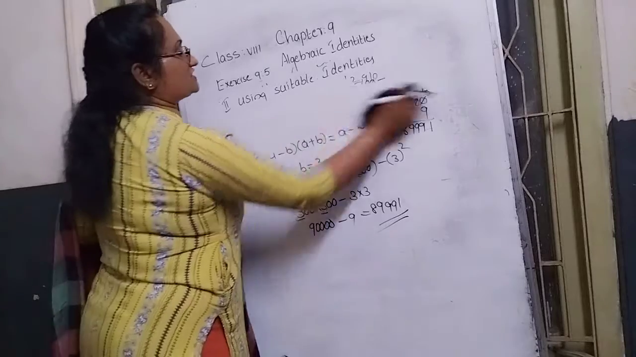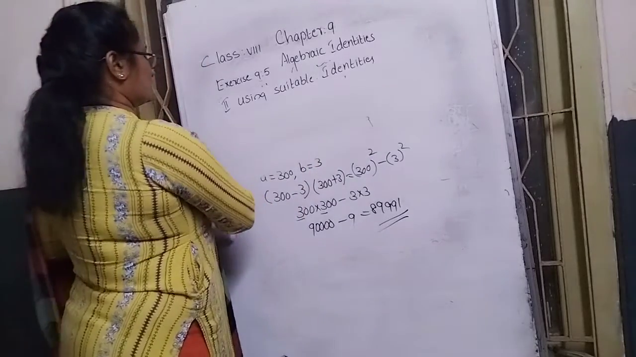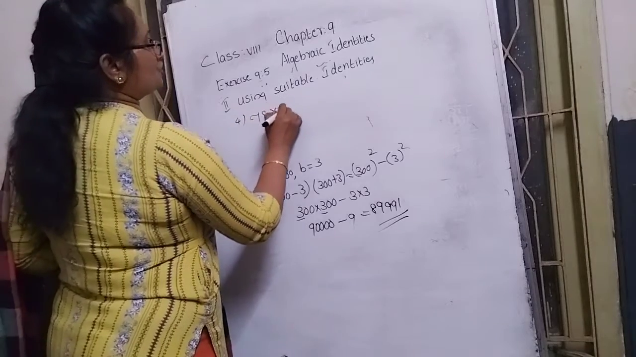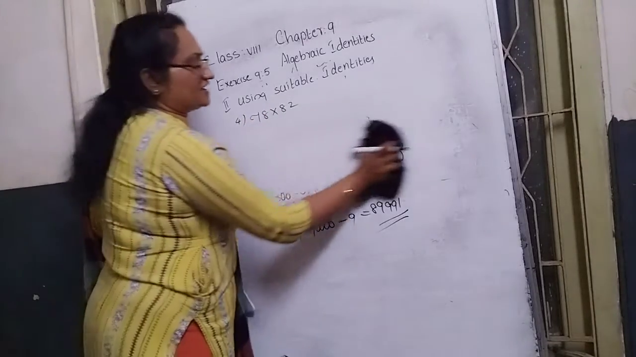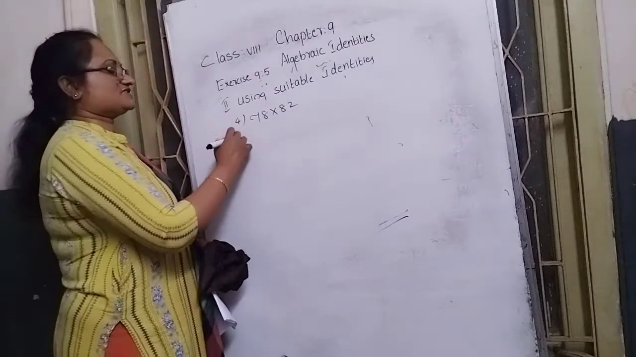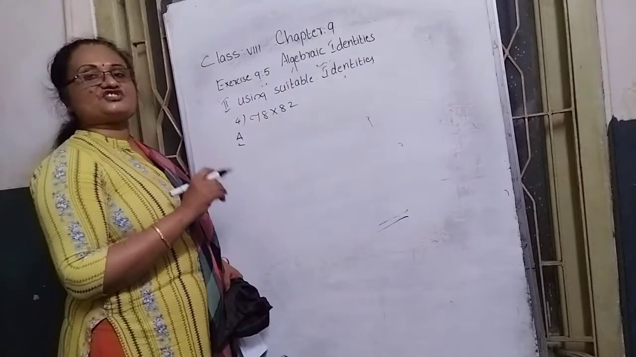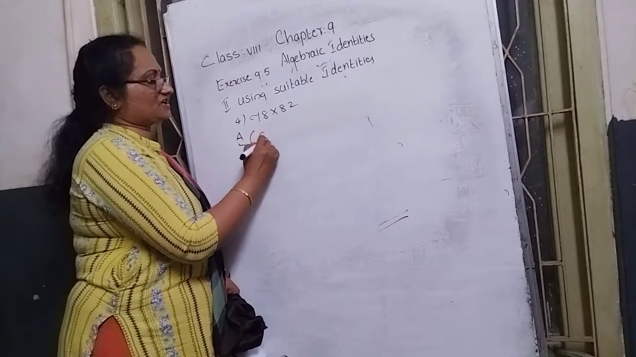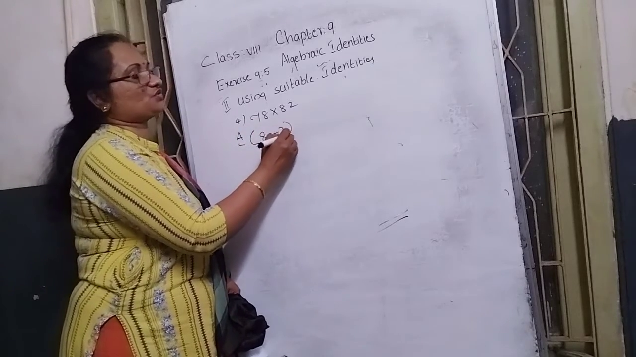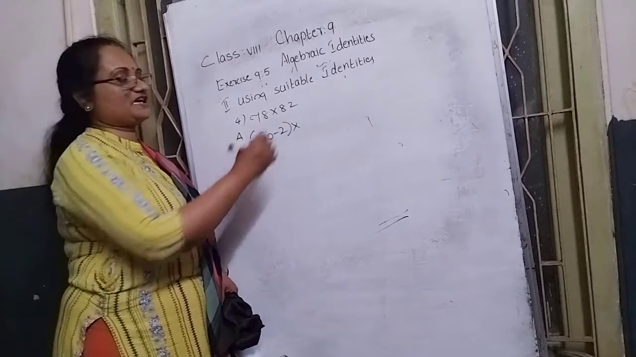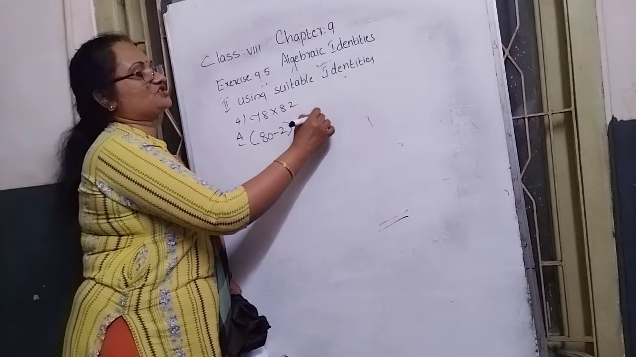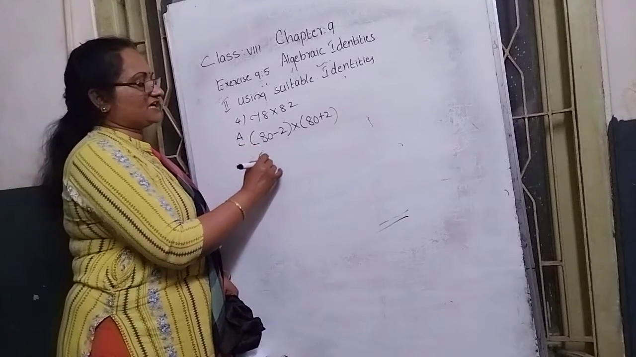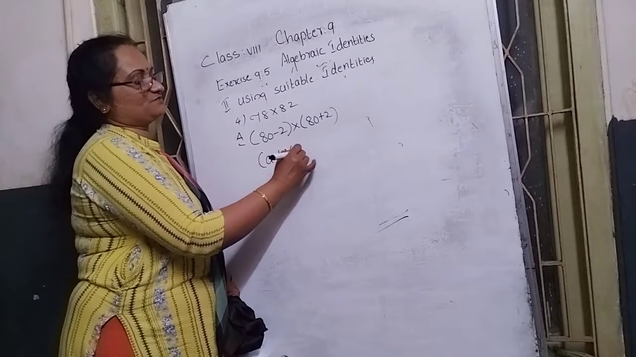Then next, one more question, in this same model. Fourth question: 78 into 82. Here also, how can we express 78? 80 subtracted with 2 gives 78. So 78 we can express as 80 minus 2, into 82. 80 added with 2 gives 82. Then which identity form is here? a minus b, a plus b identity.